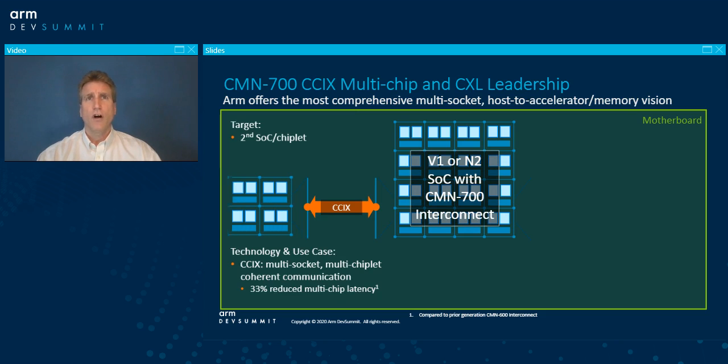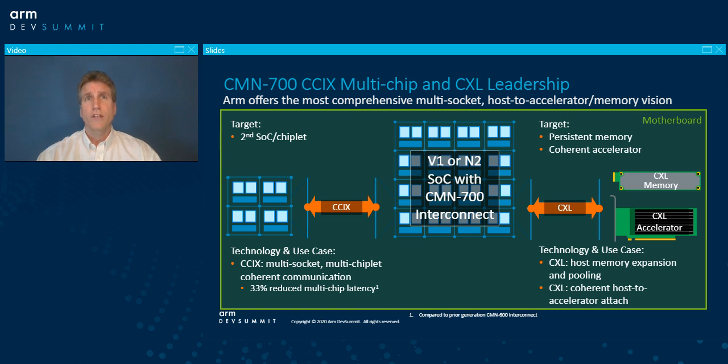For connectivity off-die, the CMN 700 also provides the most comprehensive multi-socket and host-to-accelerator memory solution. It supports both CCIX, rich coherency protocol, and CXL's efficient interchip interface. If you're connecting to a CCIX device or similar chip or chiplet, then CCIX is the better choice because of its rich coherency protocol. If, however, you're targeting, say, memory expansion or coherent accelerators, then CXL would be the best choice for a potentially large number of interoperable devices to choose from.